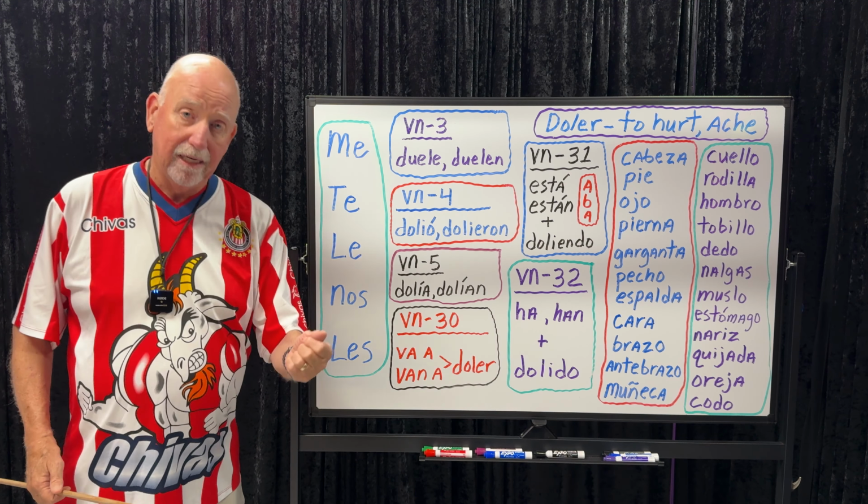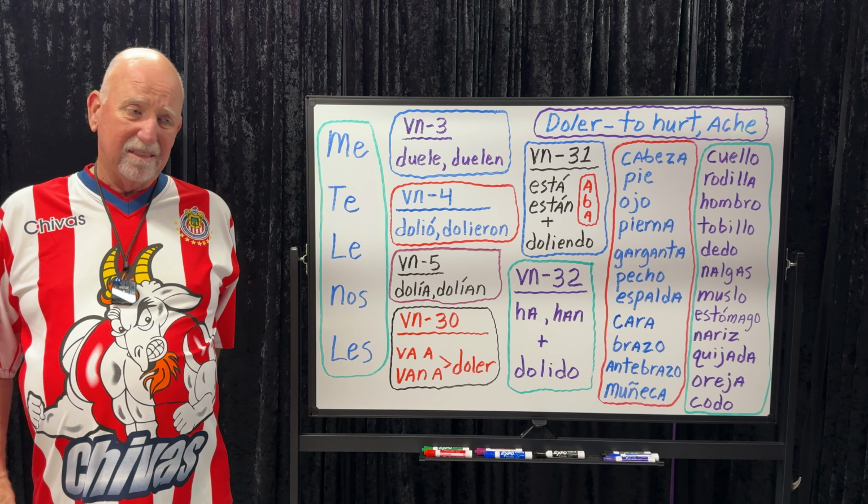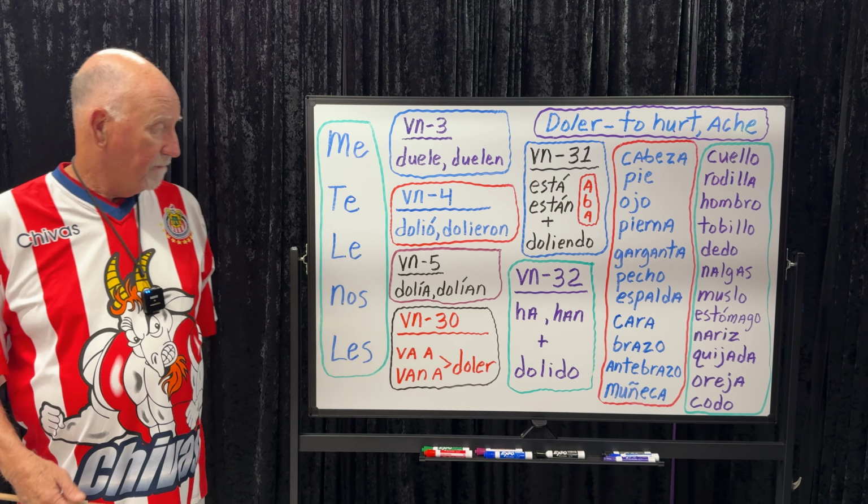Dolió and dolieron. When you go into the past, you've got preterite, or imperfect. Most of the time, we're going to go with the dolía, dolían, imperfect. Like when I got up this morning, me dolía la espalda. When I got out of bed, my head ached. Me dolía la cabeza. After I sat down for a long time, me dolían las nalgas. My butt was hurting.